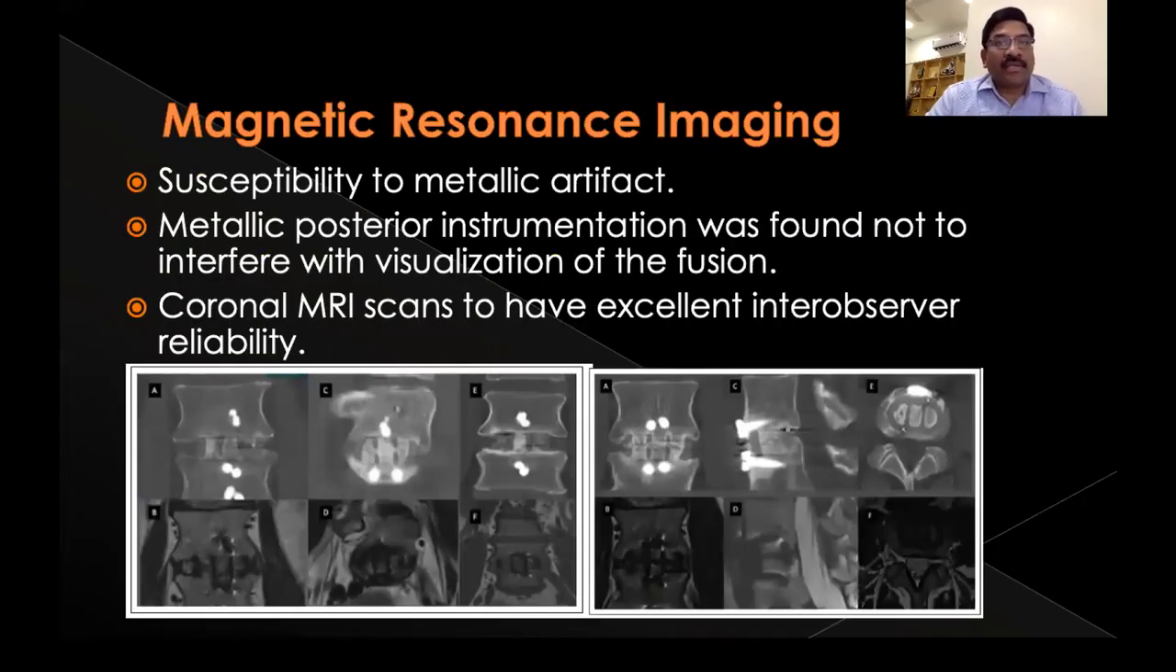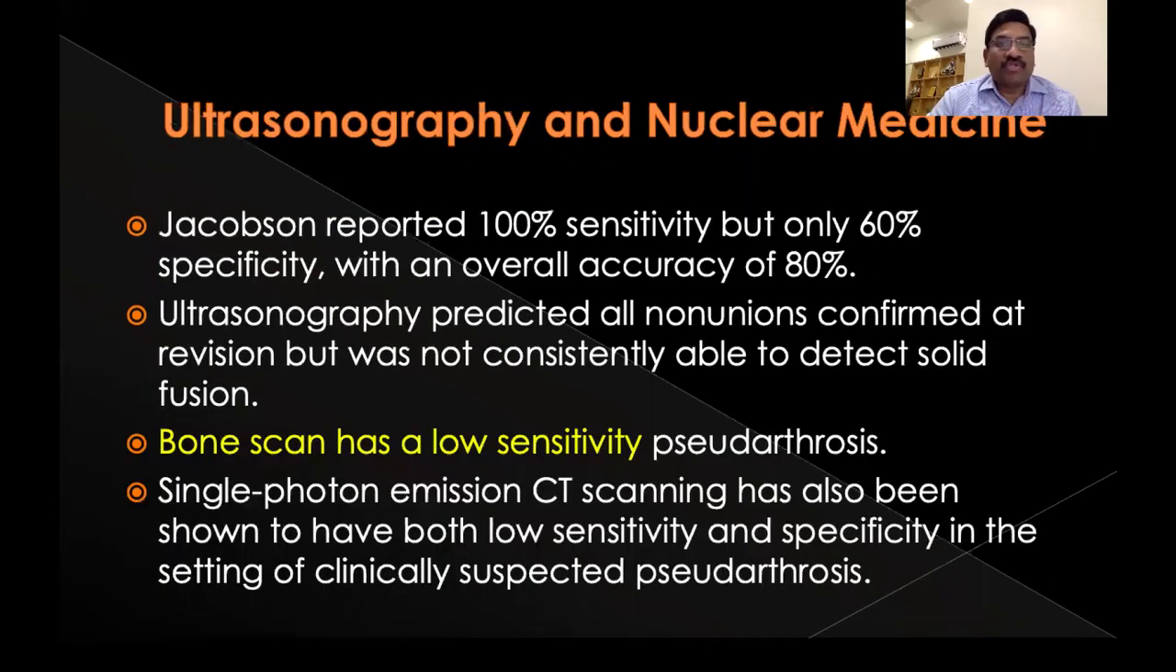MRI is also being used nowadays to study the fusion, but metallic susceptibility and metallic artifacts are the limitations. But if you compare CT scan to MRI, it shows similar findings, especially in the interbody area. This can be used in patients with post-instrumentation. Ultrasonography and nuclear medicine have been tried, but with very low sensitivity.